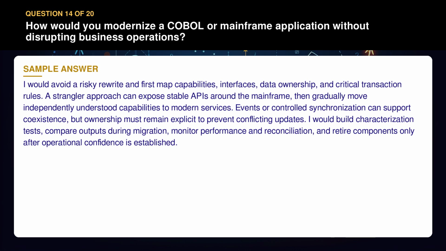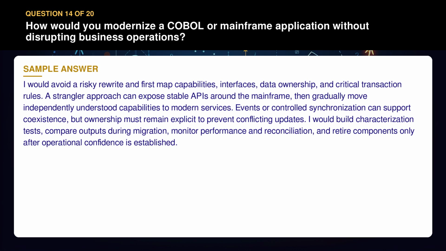Question 14. How would you modernize a COBOL or mainframe application without disrupting business operations? I would avoid a risky rewrite and first map capabilities, interfaces, data ownership, and critical transaction rules. A strangler approach can expose stable APIs around the mainframe, then gradually move independently understood capabilities to modern services.